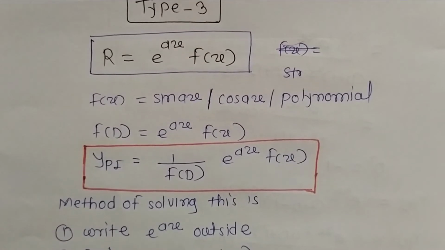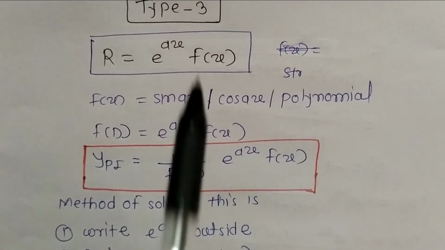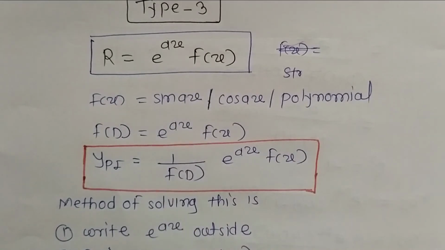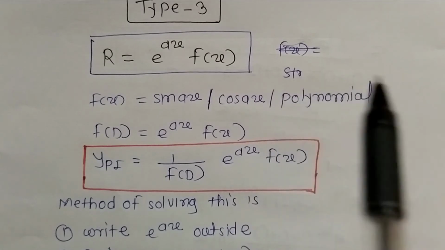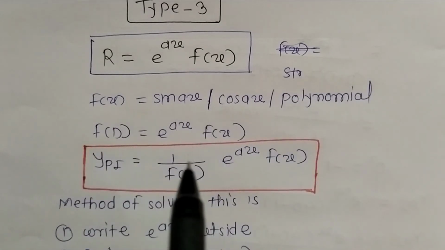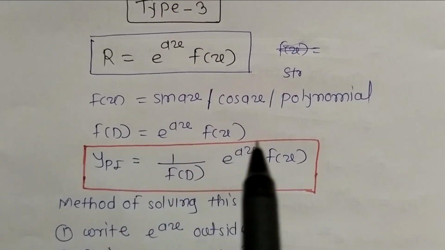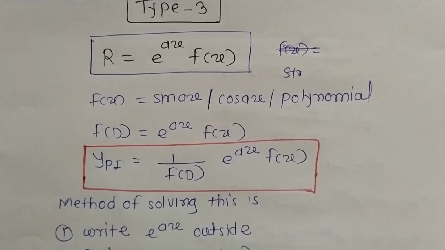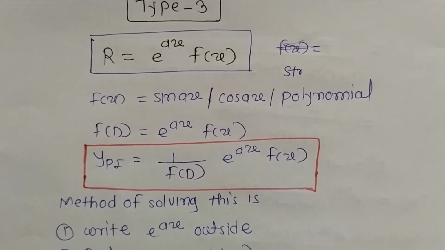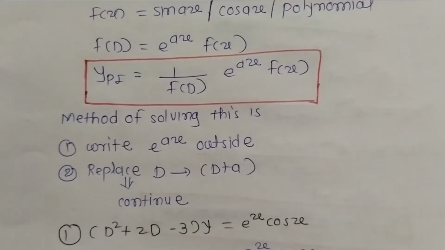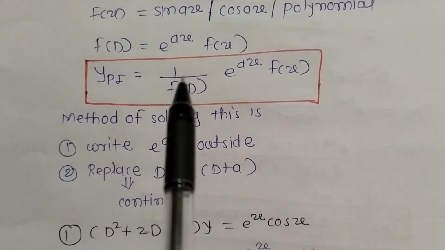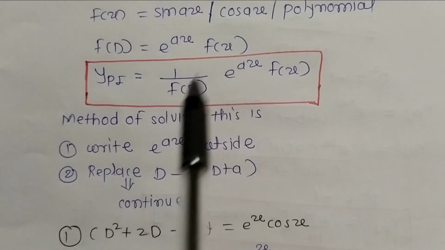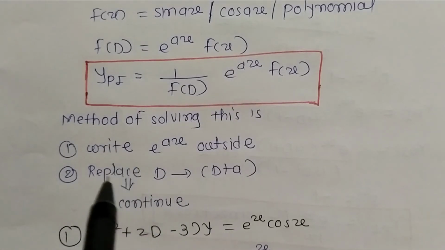The next type of this particular integral is when r is equal to e raised to ax into f of x. Here f of x may be sin x, cos x, or any polynomial. Then the solution of this equation is 1 upon f of d, e raised to ax into f of x. The method of solving such an equation is to write e raised to ax outside and then replace d by d plus a, and solve this equation.